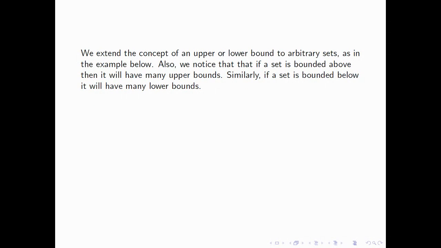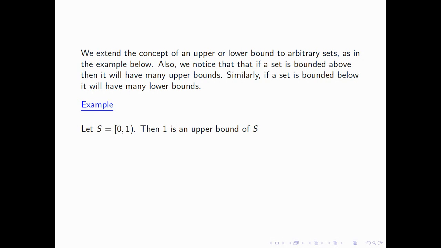We extend this concept of an upper and a lower bound to arbitrary sets, as in the example below. We notice that if a set has an upper bound or a lower bound, it will have many of them. So let's have a look. Suppose the set S is the interval [0, 1), where I'm including the left endpoint. So I include 0, but I exclude 1. Then it's easy to see that 1 is an upper bound of S. Well, what's the definition of an upper bound? Remember, for 1 to be an upper bound, every element of the set S must be less than or equal to 1.